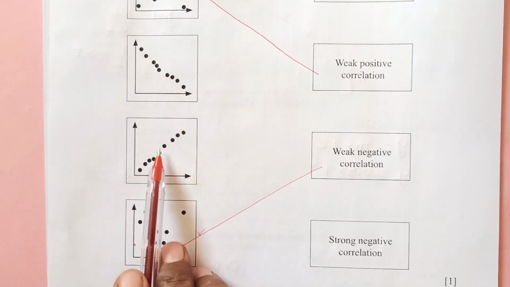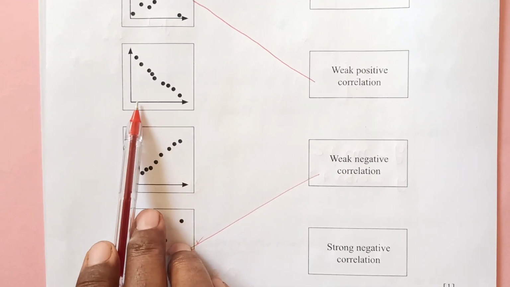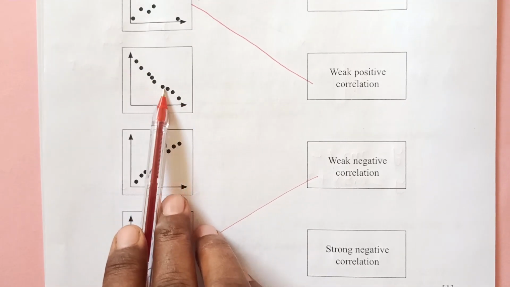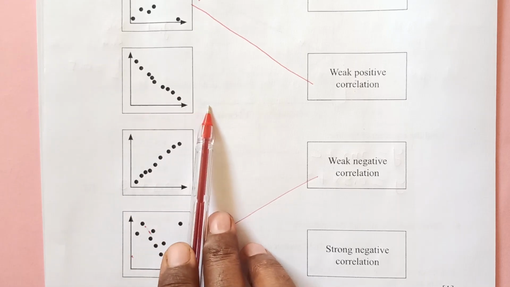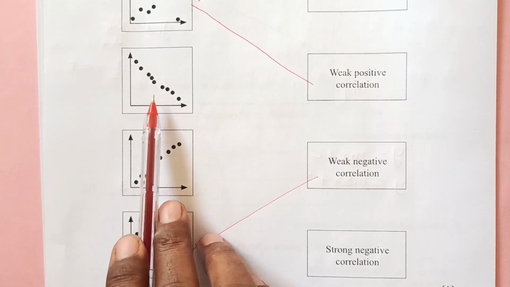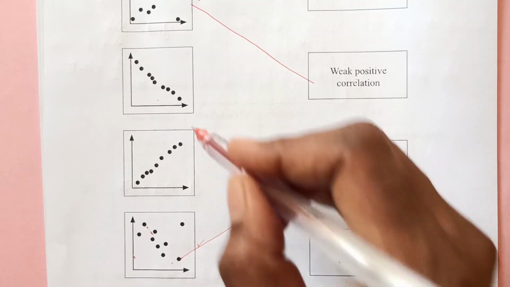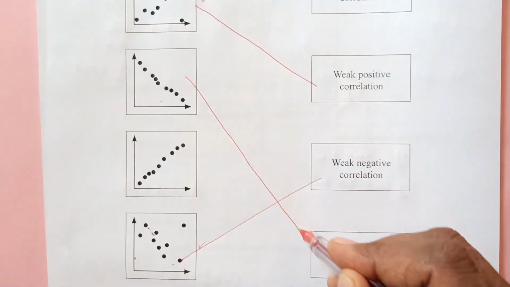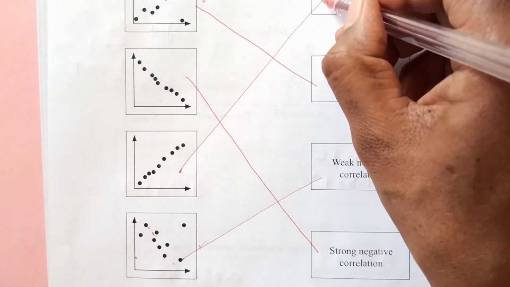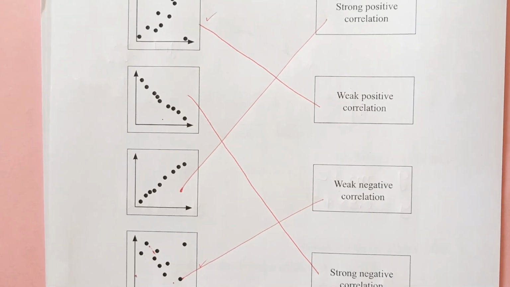Now here we have these two strong. Again, if you go along this way, points are coming down. So this is strong but negative correlation, so it will match to this one. So we are left with this, which will go to this one, right?